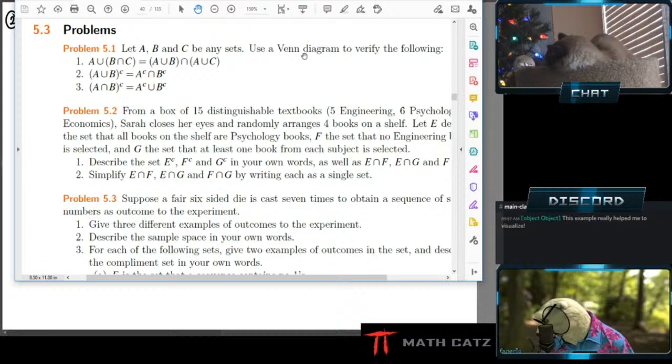Same wording. Use a Venn diagram. It specifically says use a Venn diagram. There are other ways to do this, more algebraic ways, but that's not what it's asking. It's asking you to draw the Venn diagram. Use color. Do what you can to help yourself verify whether something is true or not.